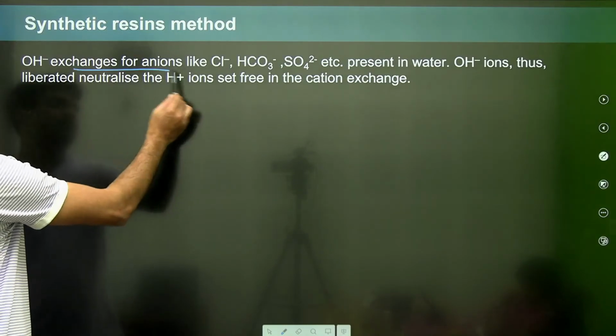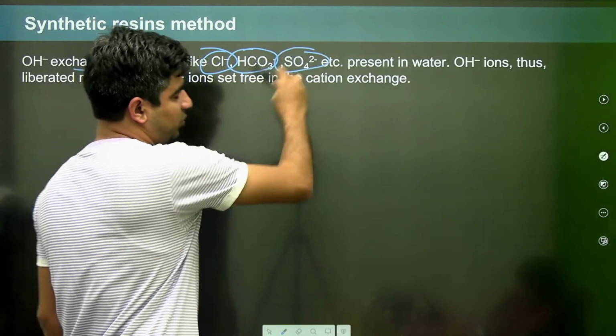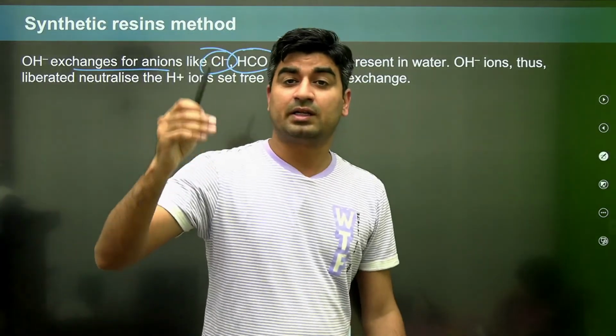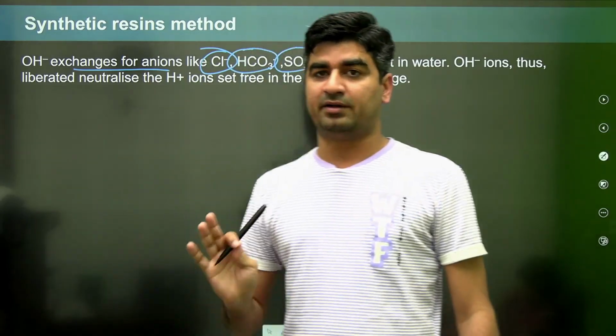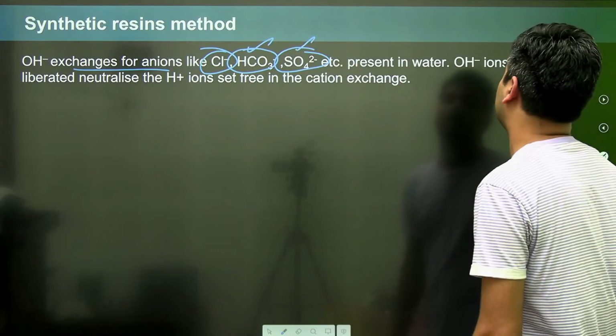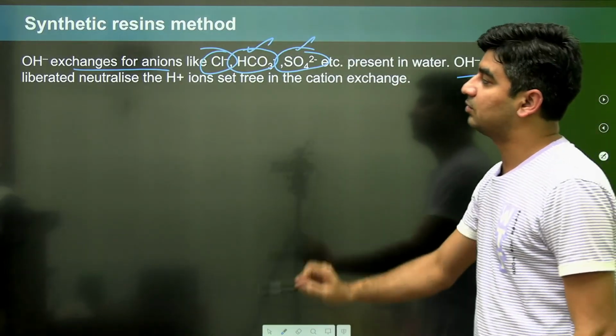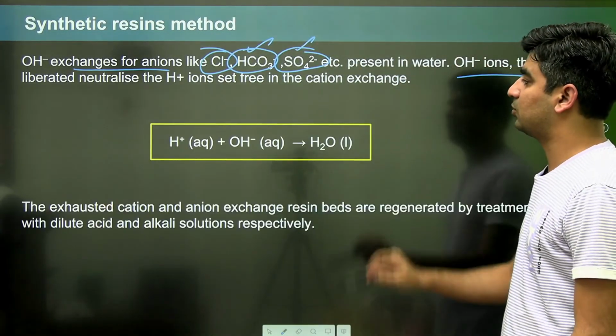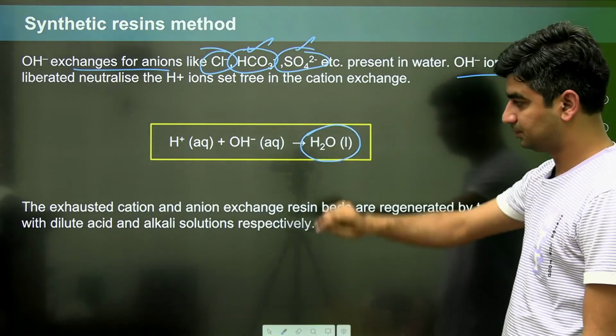OH minus exchanges for anions like this and this. So it can replace any ion, not just chloride. क्लोराइड की जगह वो भी हो सकता था, हाइड्रोजन कार्बोनेट, सल्फेट भी हो सकता था. OH माइनस उन सबकी जगह आ जाएगा. H प्लस और OH रिएक्ट करके वाटर बना लेंगे.